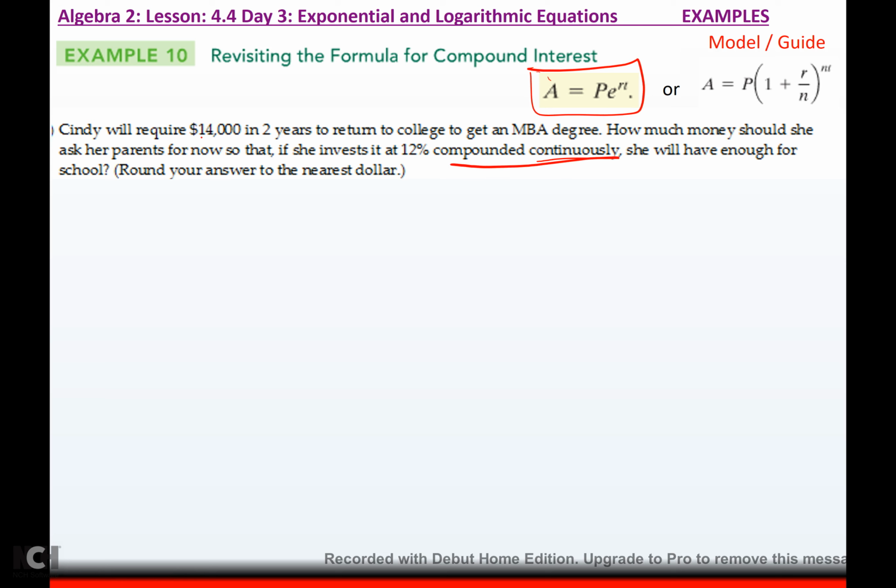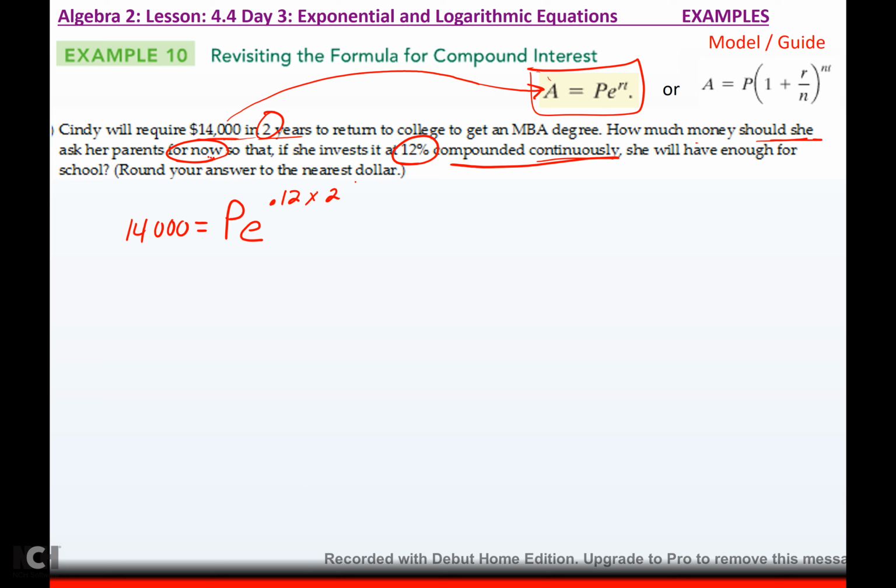So Cindy will require $14,000 in 2 years. So that's the amount that she needs in the end. So that's my A. My principal is what they're asking for. How much money should she ask her parents for now? That's the beginning amount. So I'm solving this for P. e stays e. My rate is 0.12. And her time is 2 years.